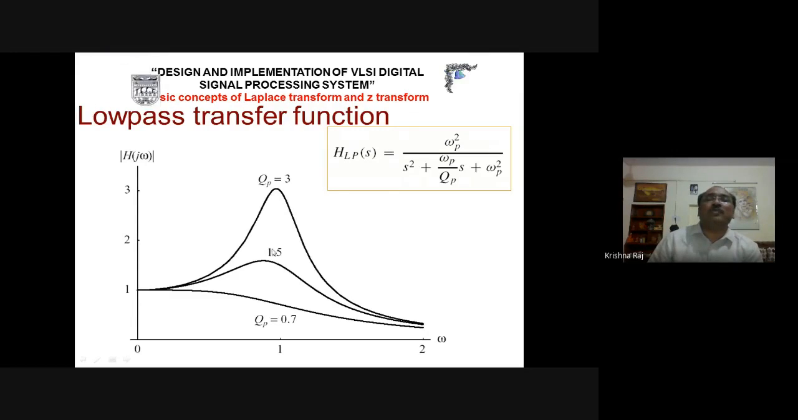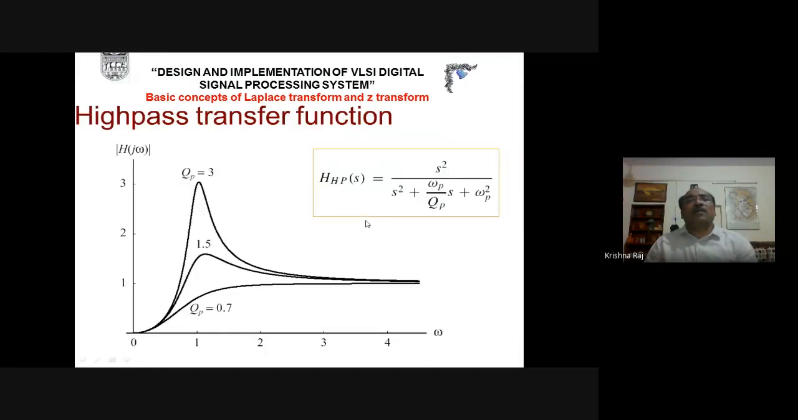Here we are not using MATLAB. This is the analytical description: by using mathematics, how we can draw the graph. Q is very high, so naturally the peak will be very high here. This frequency range will be lower. That is related to the gain bandwidth product, which will remain constant.